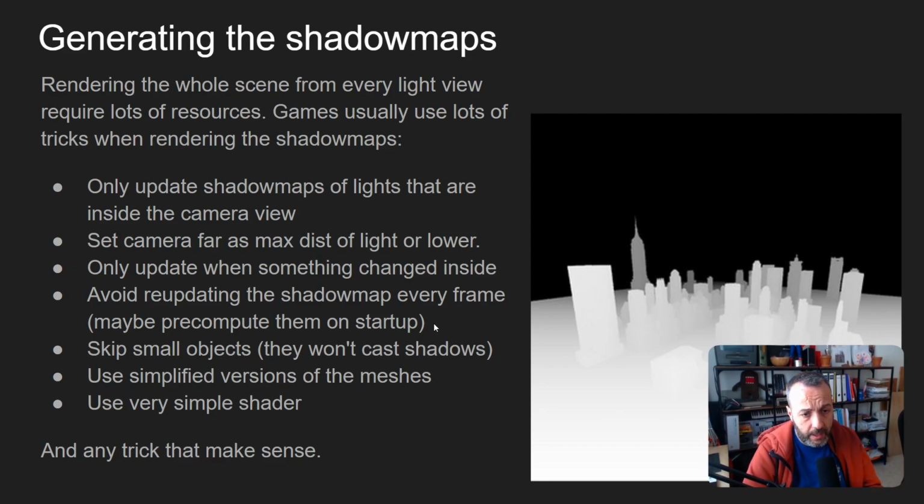And from here on, we assume that you have generated a shadow map from the point of view of the light, and you have stored it in some texture. We will see how to do that, and then we are going to pass that texture to the shader in the light pass.